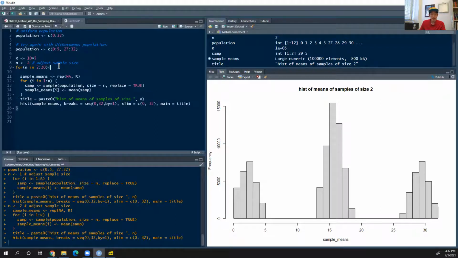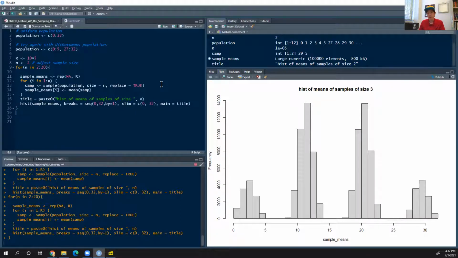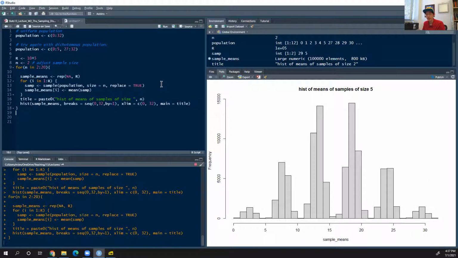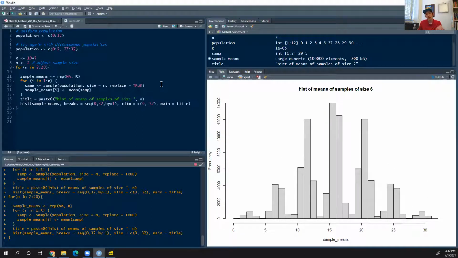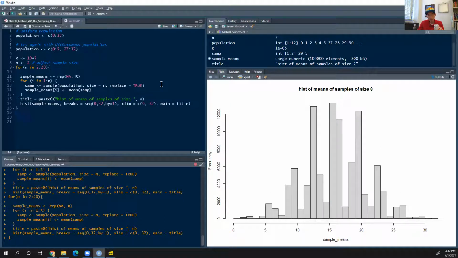And again, I want to show you what's going to happen if I try out samples of a whole bunch of different sizes. So here we're going to go from samples of size 2 all the way up through samples of size 20. With samples of size 3, I end up getting about 4 peaks, then samples of size 4, size 5, and this is what it ends up looking like.